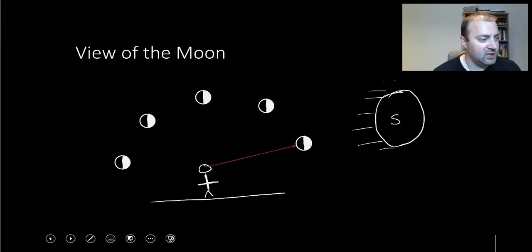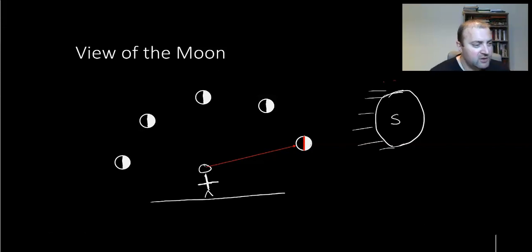Well, he's looking at the moon in that direction. What he's seeing is just the dark side of the moon. So he's seeing the side without any light on it at all, which means it's a new moon. And notice, he's looking in the same direction as he would be if he was looking right at the sun. And we go to the next one.